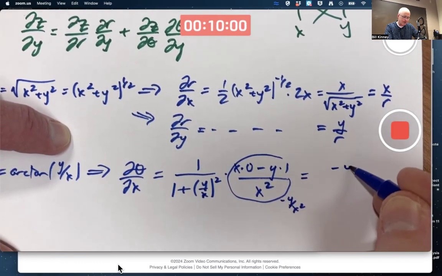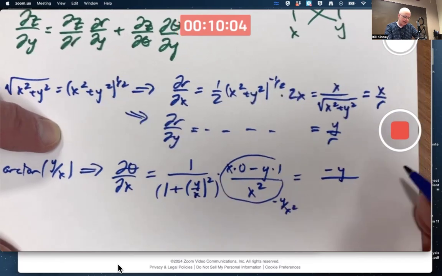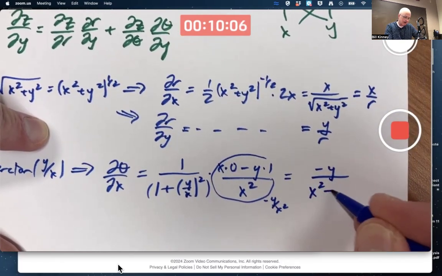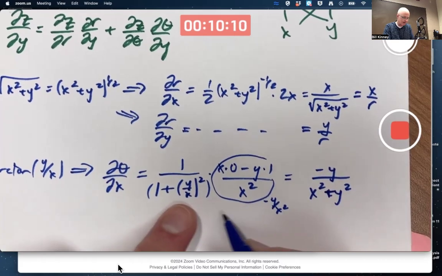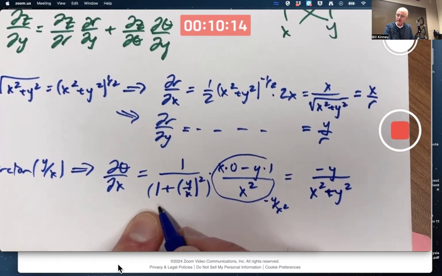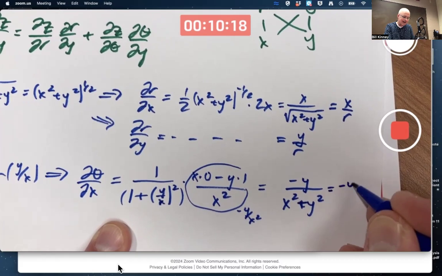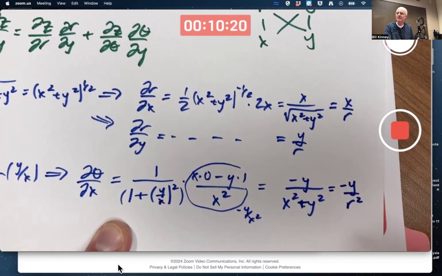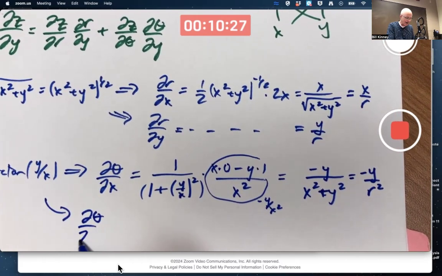Bring the negative y up top, multiply the x squared through the bottom here, it'll become x squared plus y squared. Do you see that? You multiply that x squared down there, it'll cancel with the x squared here. You have an x squared there. It'll simplify to that, and this is negative y over r squared. Kind of cool.